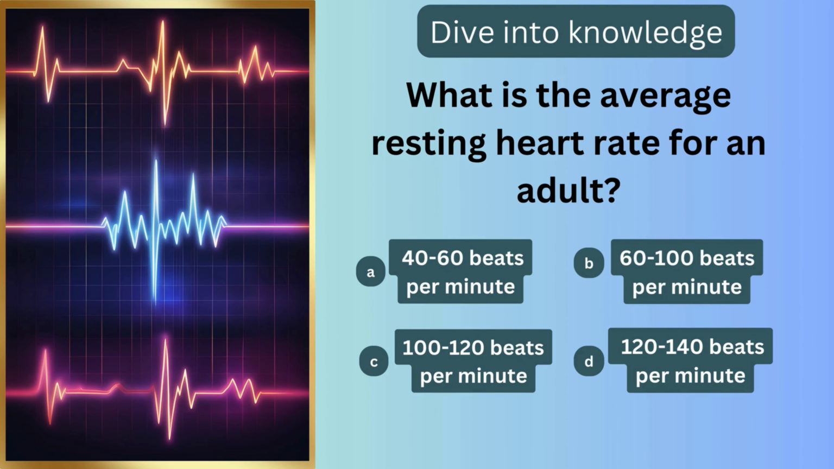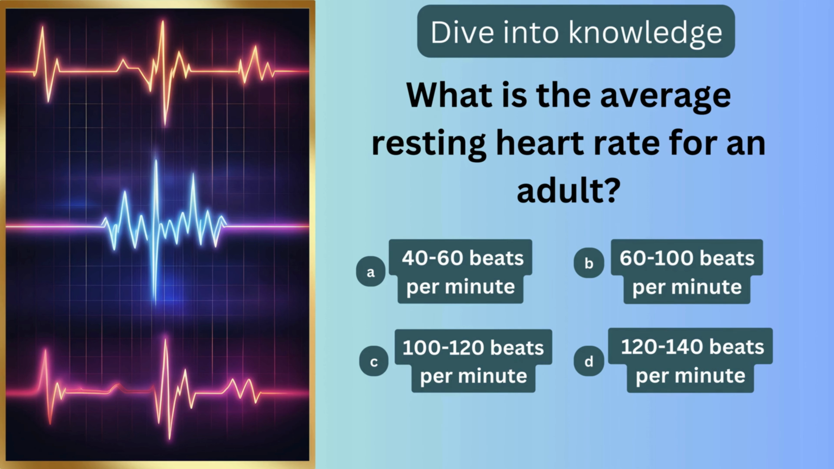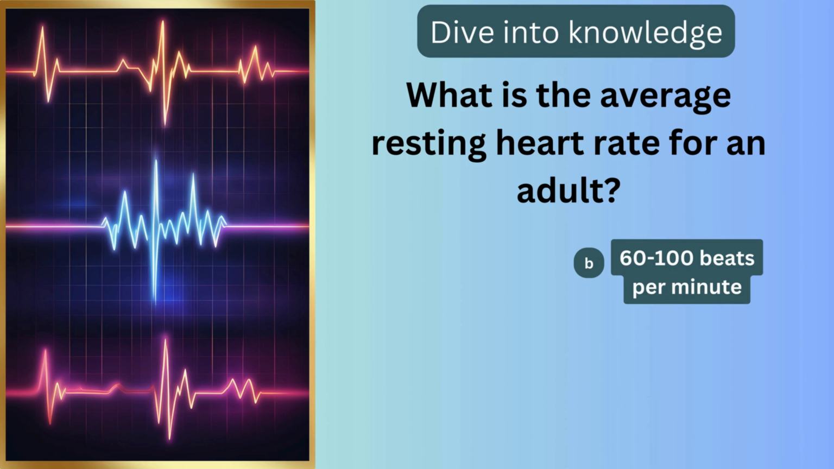Next question is, what is the average resting heart rate for an adult? Let's take a look at the options. A. 40 to 60 beats per minute. B. 60 to 100 beats per minute. C. 100 to 120 beats per minute. Or D. 120 to 140 beats per minute. Time's up. The right answer is B. 60 to 100 beats per minute.